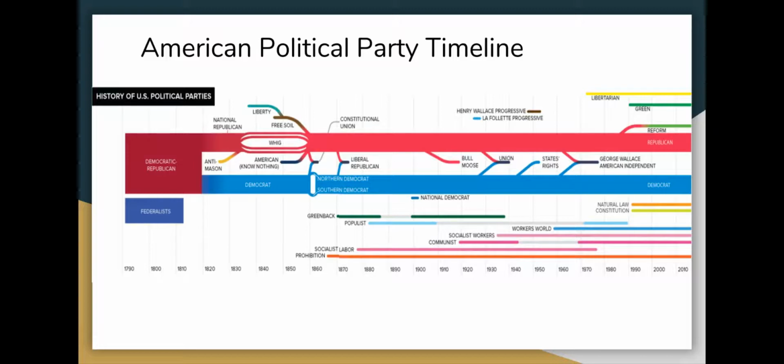And looking at the history of the U.S., you can kind of see the history of political parties in this country, with really the Republican and the Democratic parties existing and branching off of the Democratic Republican Party.